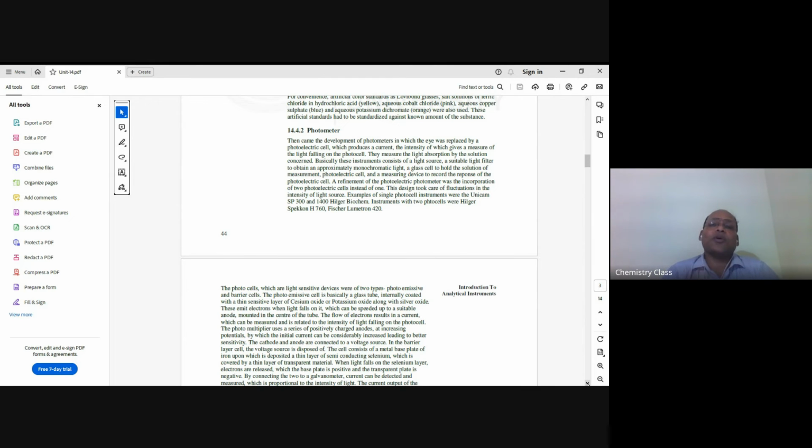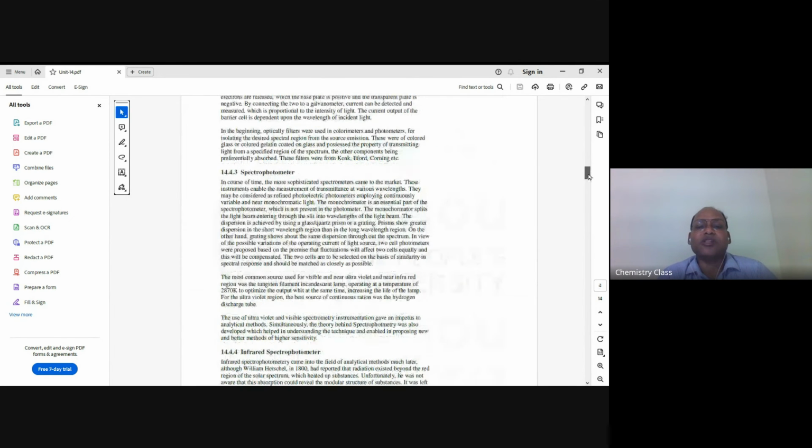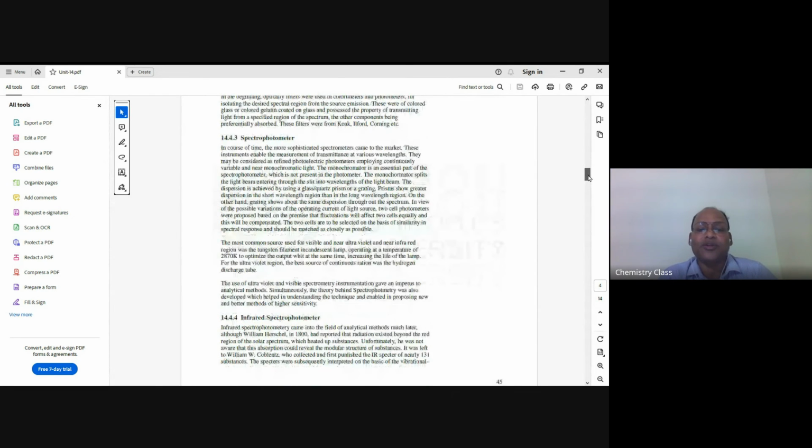So these are the photometry techniques and all the things. Okay. If you come down, you'll see the spectrophotometer, spectrometry. You have gone through that one. So spectrophotometry you can understand also.